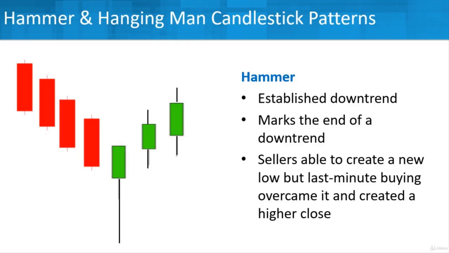What's happening is, sellers are able to create some new lows. That's why you have the long range to the long low on the bottom. But last-minute buying overcame it and actually created a higher close. It started off with the opening lower again, like the trend was continuing, and the sellers were trying to sell even more, and it was really bearish, and things were trying to go even further down in price and continue a strong downward trend. But now prices have reached their exhaustion level on the lows, and buyers are saying, no, this is maybe a good opportunity to buy.